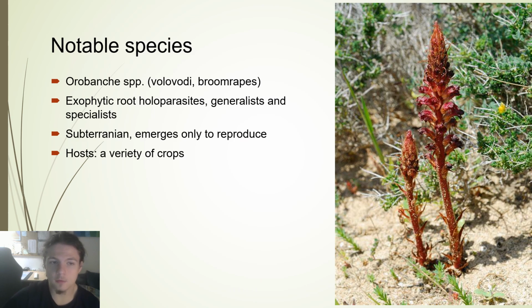The plants in the genus Orobanche, or the broom rapes, are exophytic root holoparasites, and depending on the species, they can either be generalists or specialists. They live most of their life under the ground and emerge only to flower and reproduce.